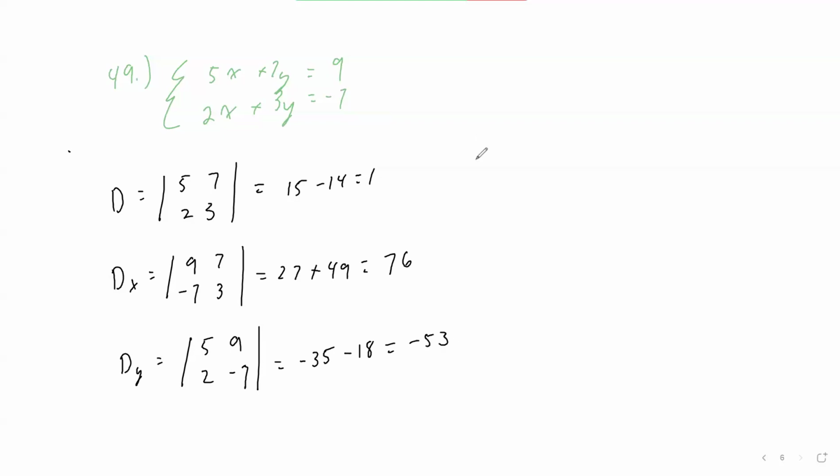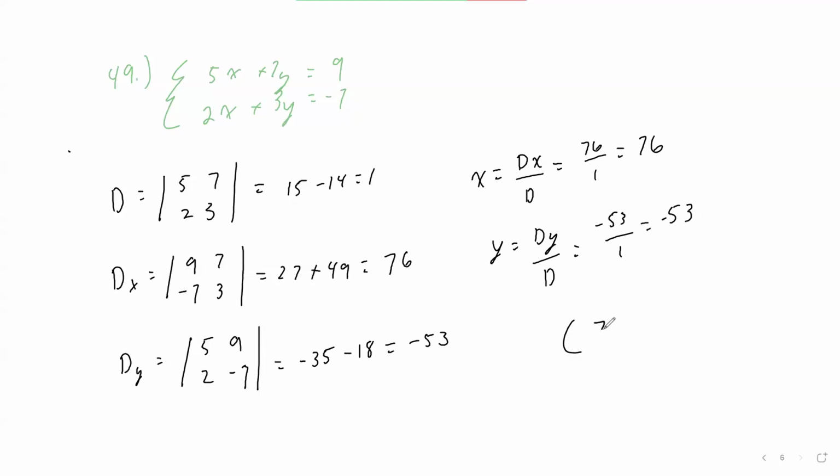And so with that, I can see that my x would be Dx over D. So that's going to be 76 divided by 1, which is 76. My y is Dy over D. So that's going to be negative 53 divided by 1, which is negative 53. So in this case, that's 76 comma negative 53. With those numbers being that big, I would probably have some big calculations going here. I'm glad I didn't have to do so many of them.